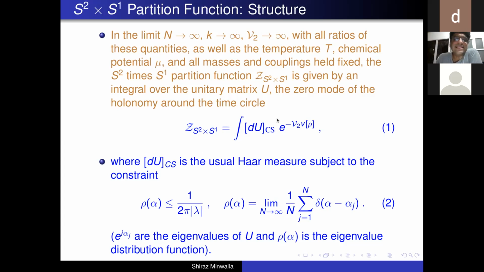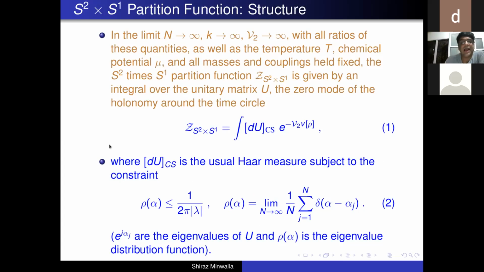This integral here is the usual Haar measure over all the eigenvalues, with one constraint. The constraint turns out to be that we only integrate over those unitary matrices such that the density of eigenvalues of these unitary matrices, in magnitude, is less than or equal to 1 over 2 pi modulus of lambda. This comes out of some interesting calculations.